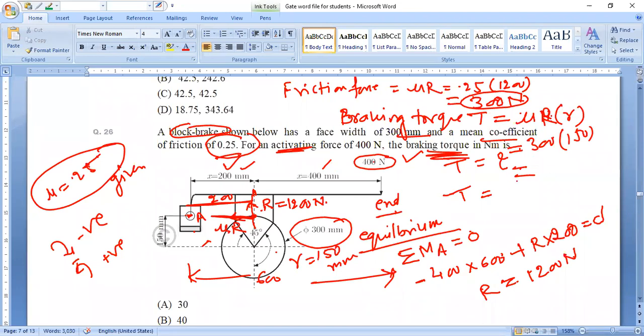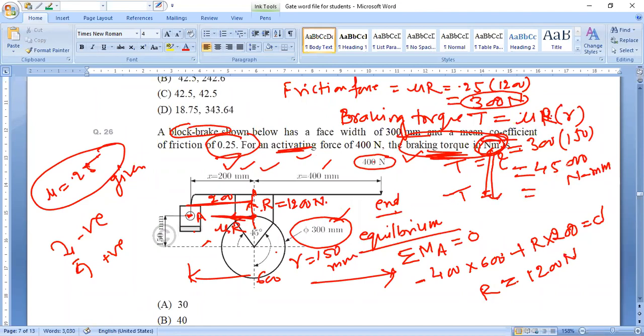Yes, multiply. 45,000. What is the unit? 45,000 Newton mm. Because the dimensions we have taken are in mm, the unit is Newton mm, but the question is asking to find the braking torque in Newton meter. Pay attention to the unit Newton meter.